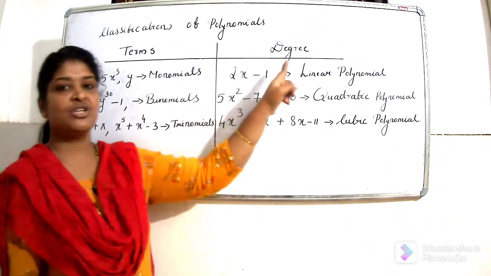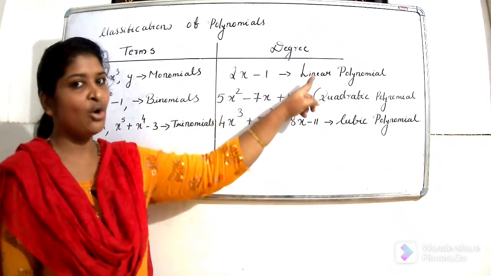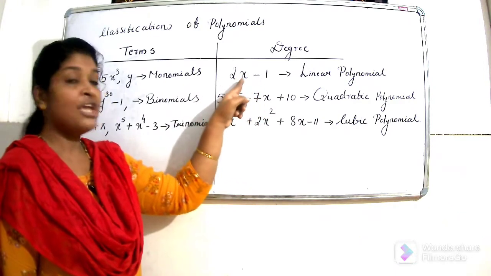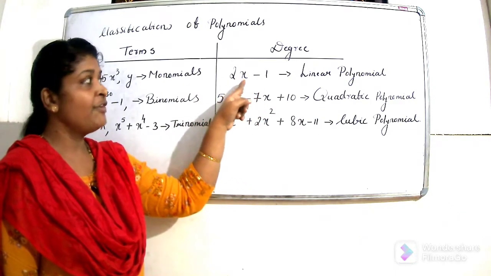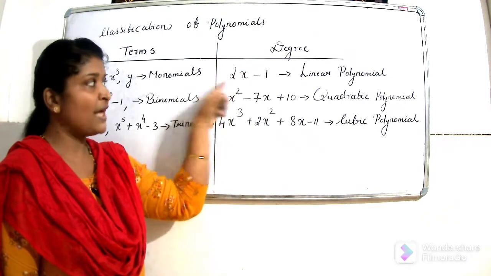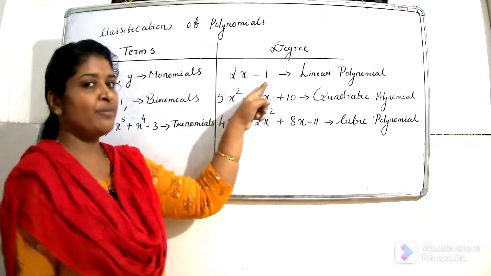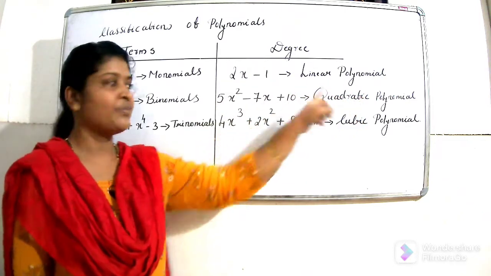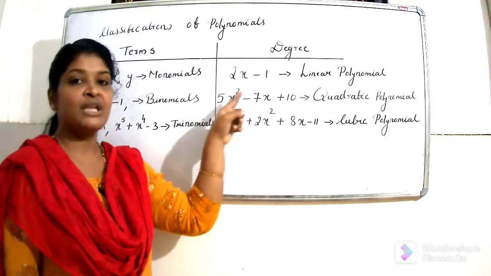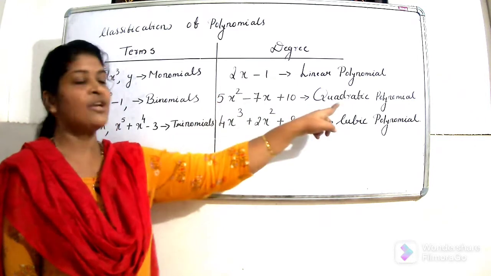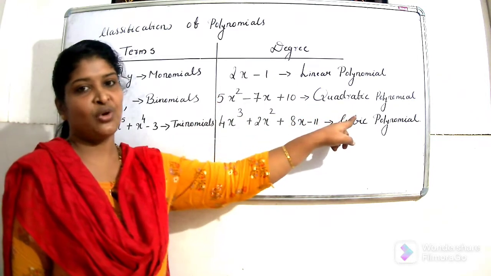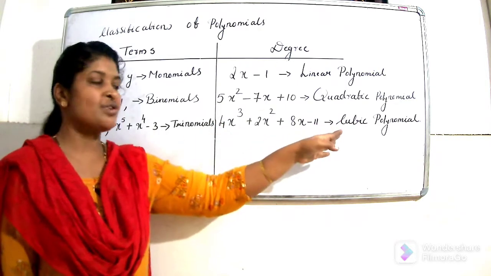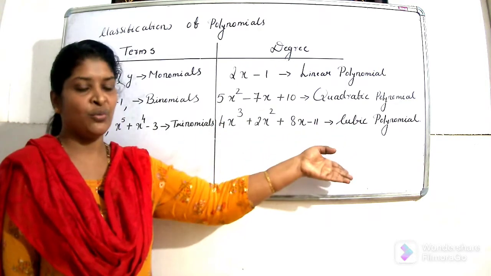Now classification on the basis of degree or powers. In a polynomial, if the variable's power, that means the highest degree of that polynomial, is 1, it is known as a linear polynomial. If the polynomial's degree is 2, then it is known as a quadratic polynomial. If the polynomial's degree is 3, then it is known as a cubic polynomial.